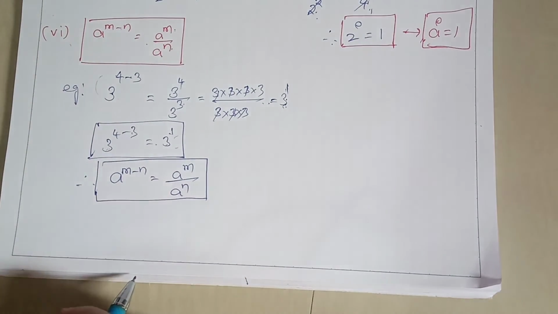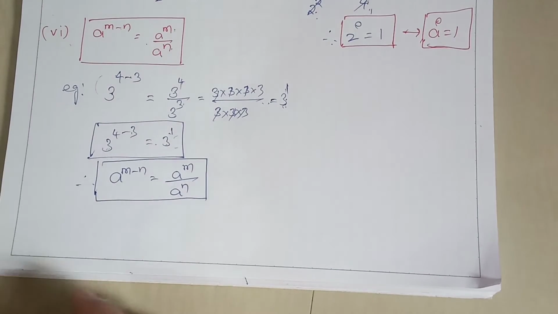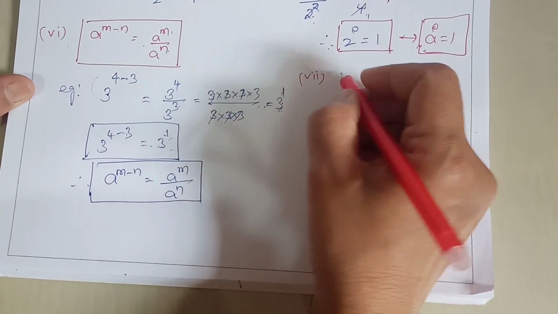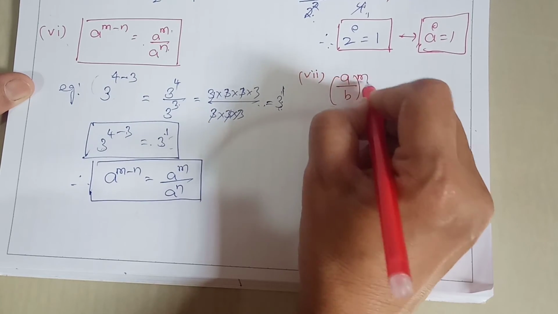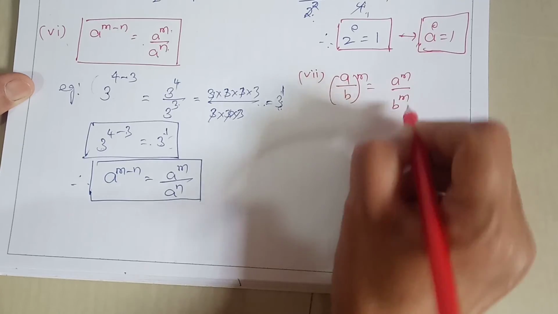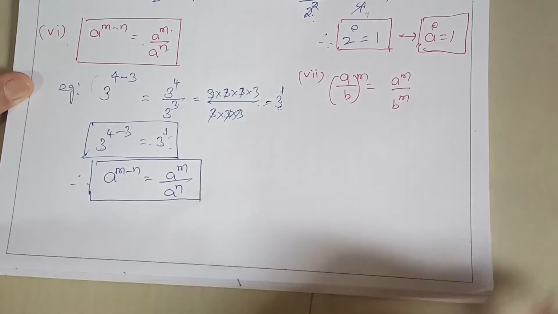These are 6, and one more, the 7th. Yes, the last one. These 7 formulae are very, very important. a by b whole to the power m is equal to a to the power m by b to the power m. For this also I'll explain one example.